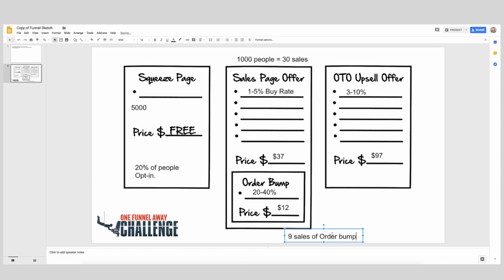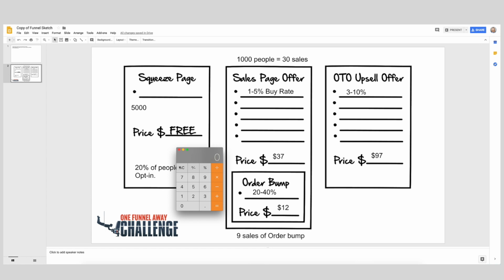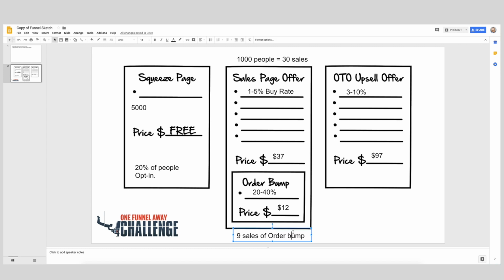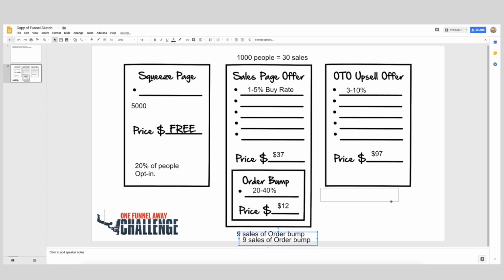And then if you look at your OTO, and let's say you have a 7%, so we take 7% of the 30 sales, and you have 2 people purchase the OTO. If that were to happen for you, 2 sales of the OTO, your funnel is working. Your funnel is actually performing. But at 500 people, you're probably super disheartened. Or at 50 people, you're even more disheartened, because at 5,000 people, you're getting 2 sales of the OTO, 30 sales of the sales page, and 9 sales of the order bump. These are oftentimes traffic problems.